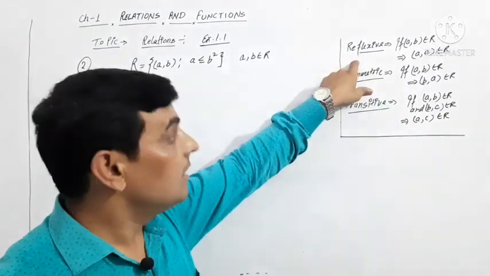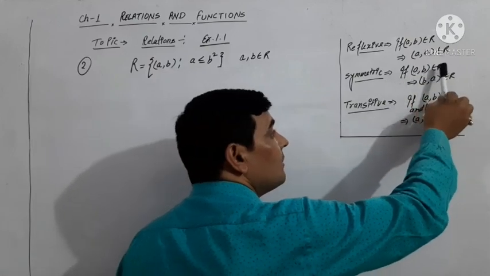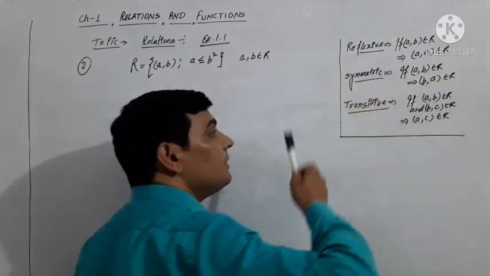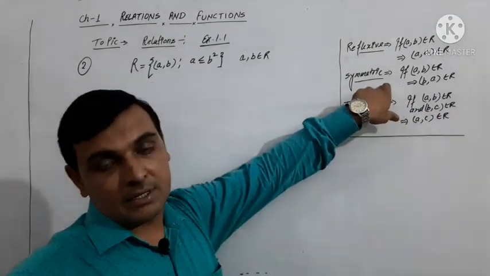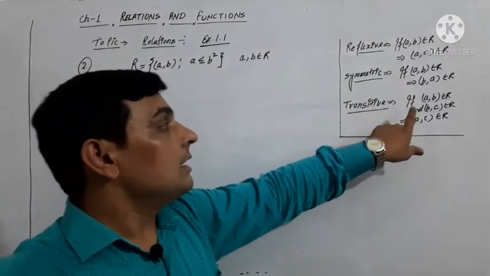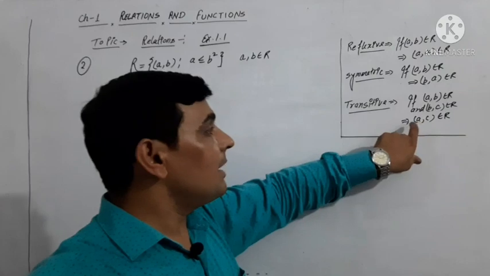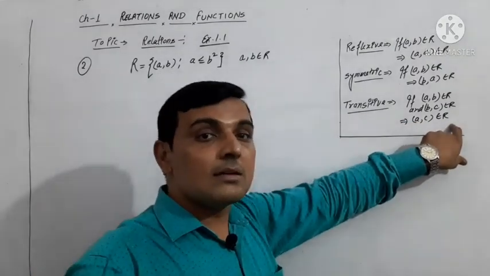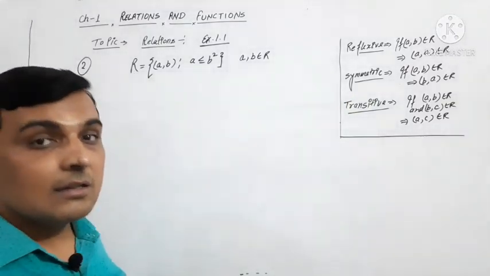Then we can see that the given relation will be reflexive. And the symmetric condition is that if (a, b) belongs to R, this should imply that (b, a) also belongs to R, then the relation will be symmetric. Clear? For transitive, if (a, b) belongs to R and (b, c) belongs to R, this should imply that (a, c) also belongs to R, then the relation will be transitive. Otherwise, not.